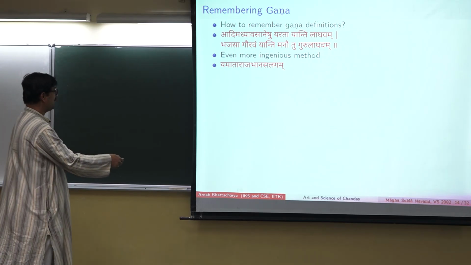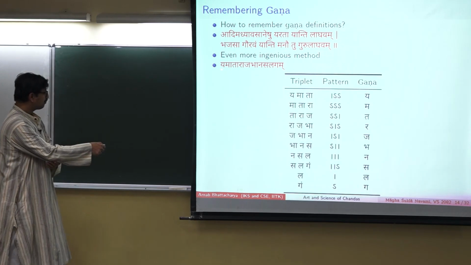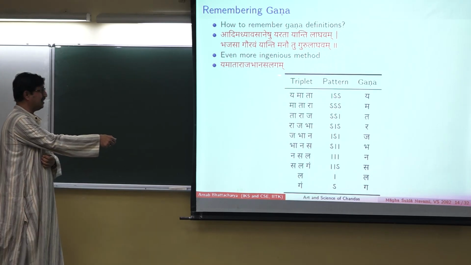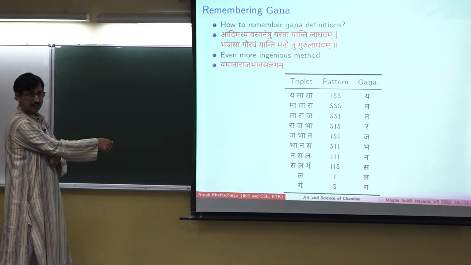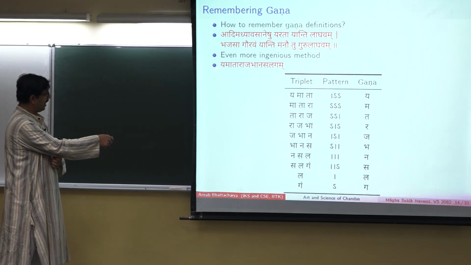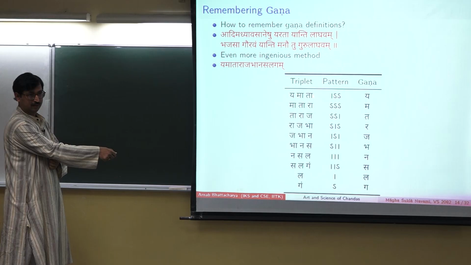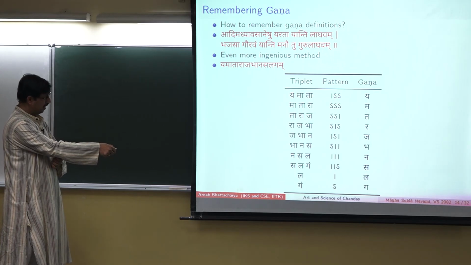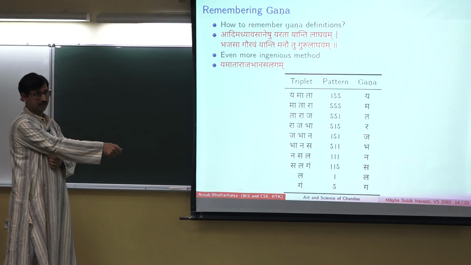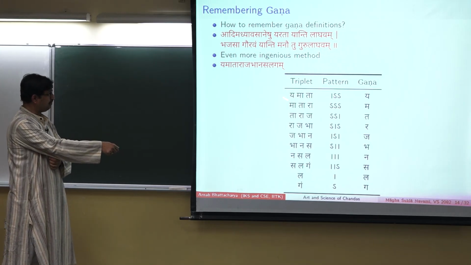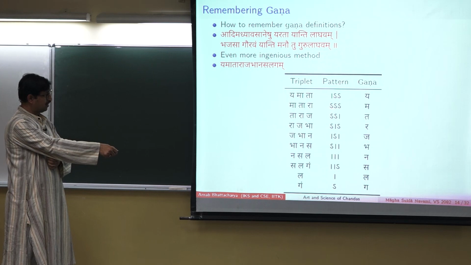So let's try to understand what is this Yamata. The definition is encoded in this. So you want to know the definition of Yagana, right? So you start with Ya. You take the 3 letters. So that is Yamata. What is it? Lagu, Guru, Guru. That is exactly what Yagana is. Ma. So you start with Ma. Ma Tara. So Guru, Guru, Guru.